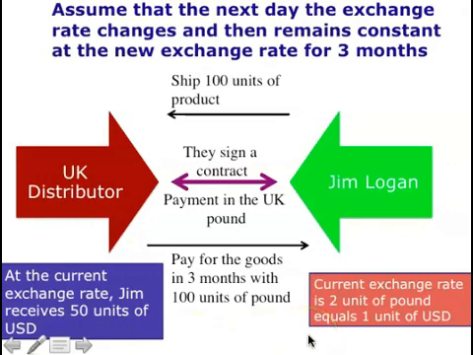So this is what I want to show you. This is called transaction exposure because of the changes in the exchange rate. It will affect the cash flow and also the market value for Jim Logan. How about the cash flow for Jim Logan? The cash flow in terms of dollars reduced from $100 to $50. Okay, so this is transaction exposure. In the next video, I'm going to show you translation exposure.